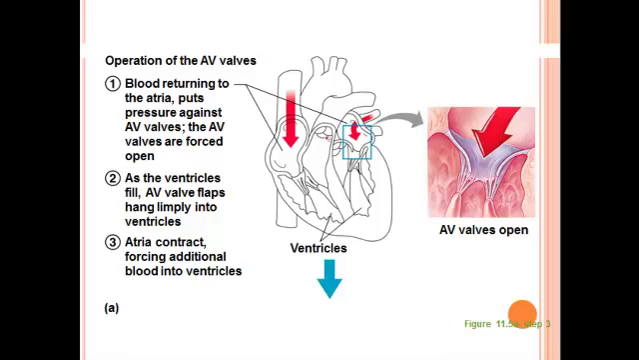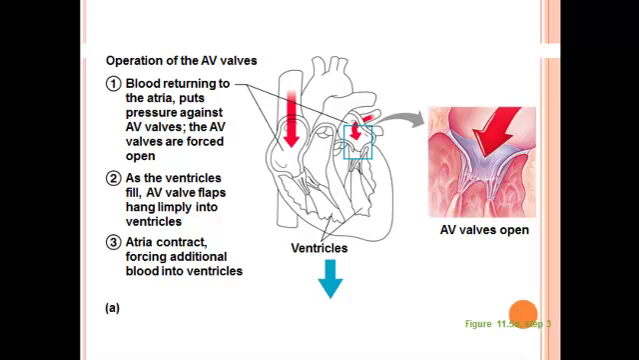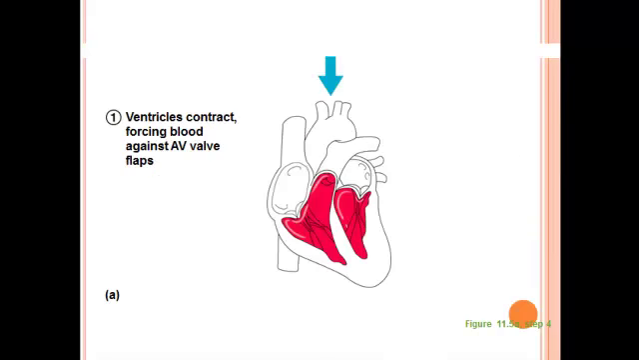So notice that the semilunar valves at this point are closed, and the AV valve is open, and so now we've pumped it into the ventricle. Now the ventricles are going to contract. The atria both contract at the same time, and the ventricles both contract at the same time. We're going to look at them each in turn here. So both of our atria have now contracted. Now the ventricles are going to start contracting.